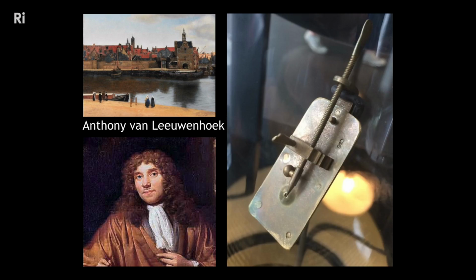He ground these impossibly perfect lenses and sandwiched them between two brass plates, creating an object that looked a bit like a glorified door hinge, but was in fact better at magnifying the world around him, 10 times better than anything else available at the time.